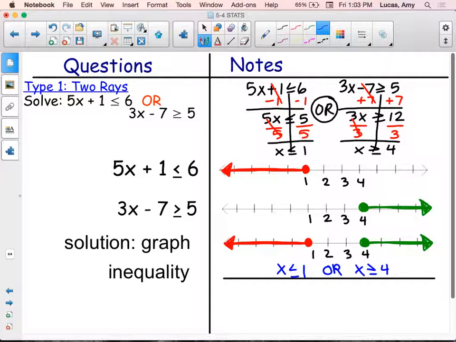So we solved both of the initial inequalities and we keep them. We keep both of them. They're two separate rays. So we have one inequality for each ray and we connect them with the word or.